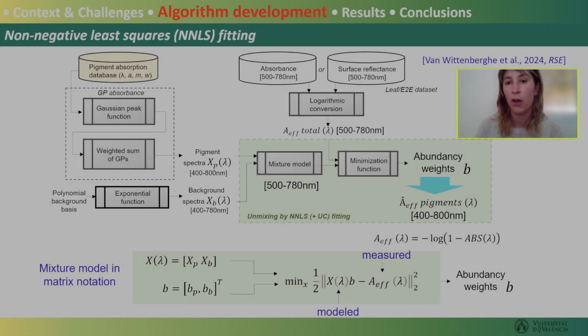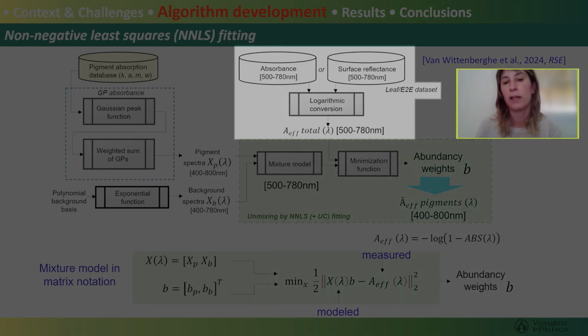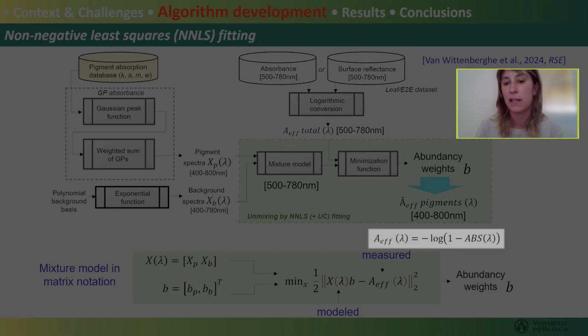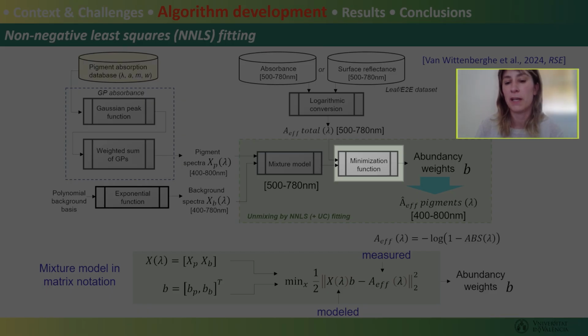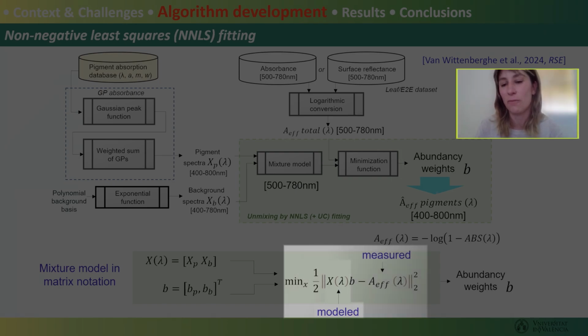When we are measuring absorbance or reflectance, absorbance in the lab at leaf level, or surface reflectance, we are currently making a very simplistic estimation of how absorbance is defined based on reflectance, which is a logarithmic conversion, as the negative logarithm of reflectance. And this is basically our measured effective absorbance, where in our minimization function, we try to get the abundancy weights by minimizing the root square errors between our model of the sum of pigments and soil absorption factors, and our measured absorbance.